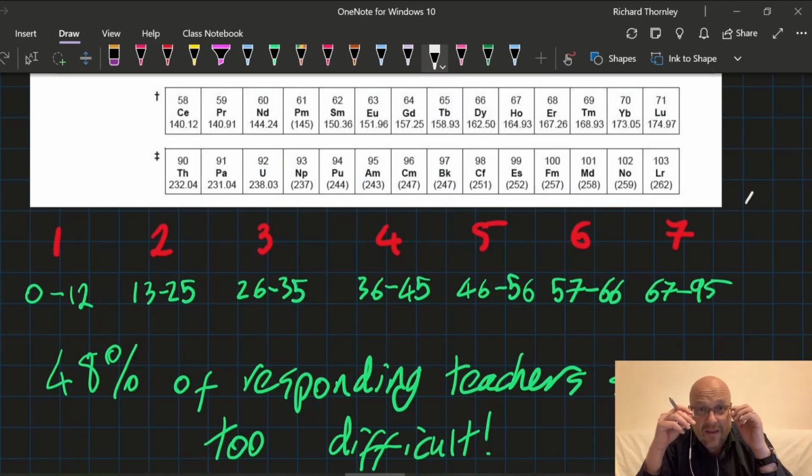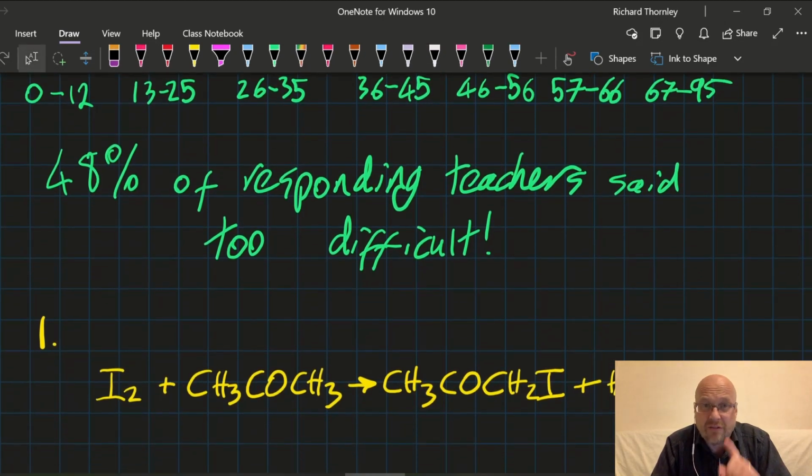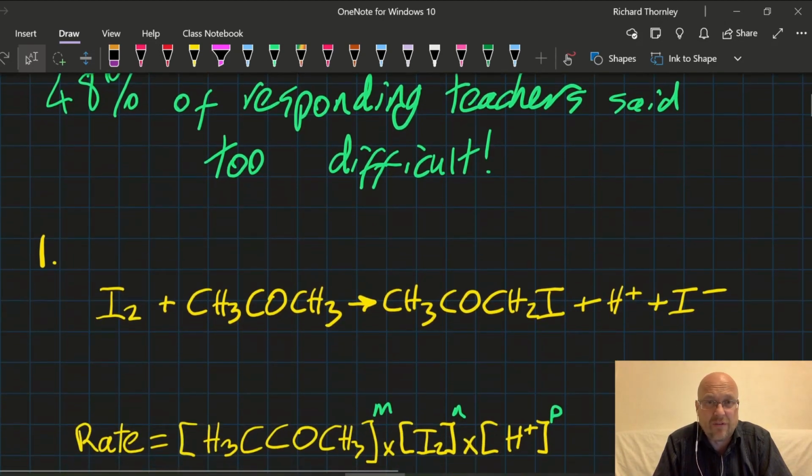So this exam has the lowest grade boundaries of any high-level paper 2 in this whole iteration of the syllabus, which means it's the hardest one. It is a stinker. 48% of the teachers that filled out the G2 form said too difficult, and it is despairingly difficult.